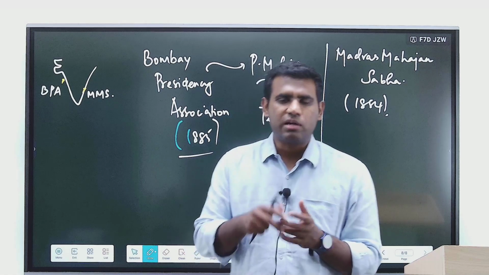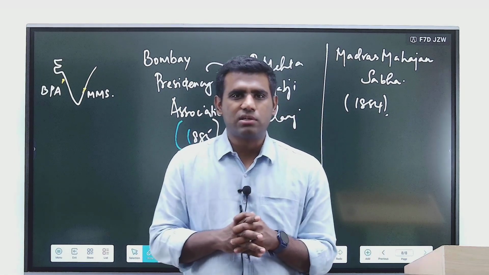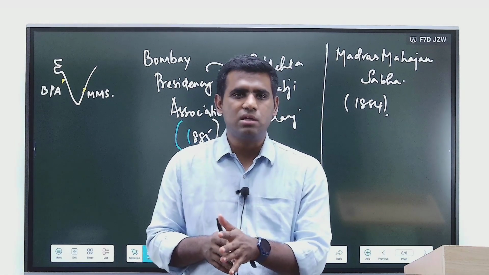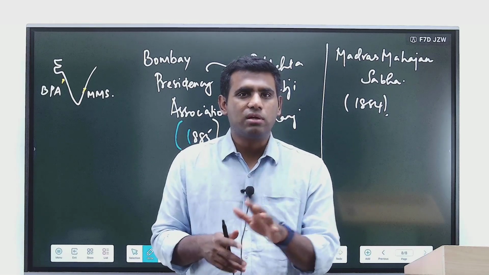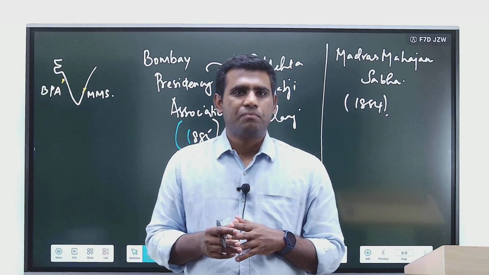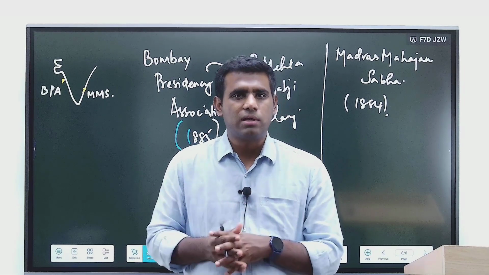And when it comes to the second phase, the most powerful organization would be the Indian Association of Surendranath Banerjee, and it had its own publication, its own newspaper, called the Bengalee.